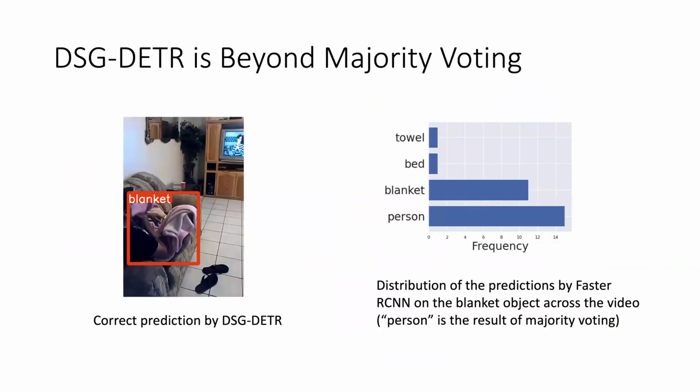Furthermore, we want to point out that DSD is beyond the majority voting of the predictions from FastRCN. In the following example, we can see that most of the FastRCN predictions of the object in this sequence is person, but DSD successfully recovers the correct object label blanket through modeling the long-term dependencies.